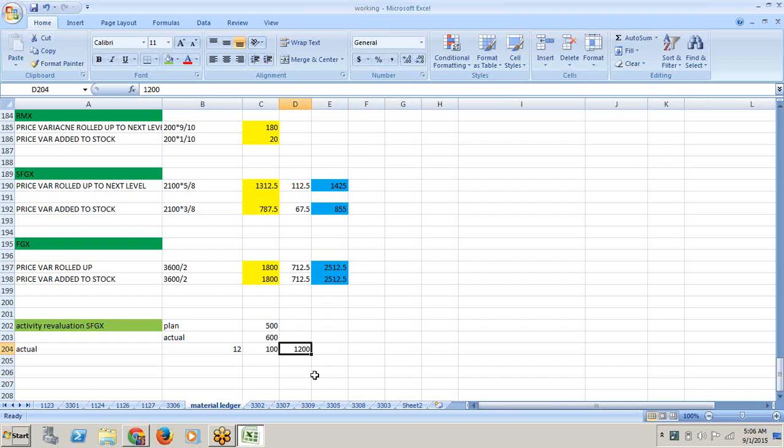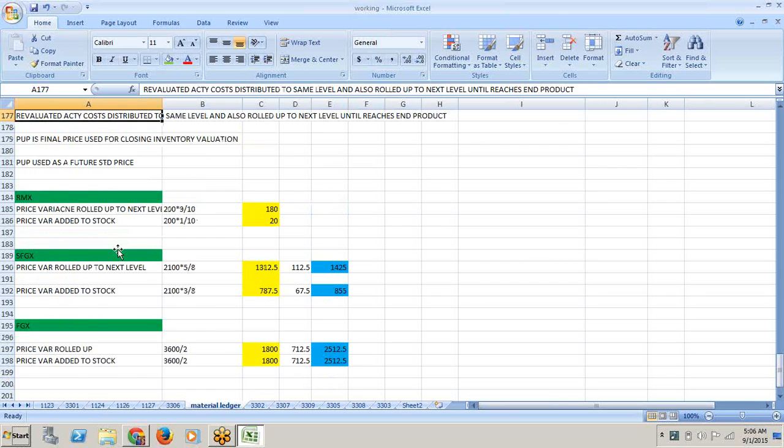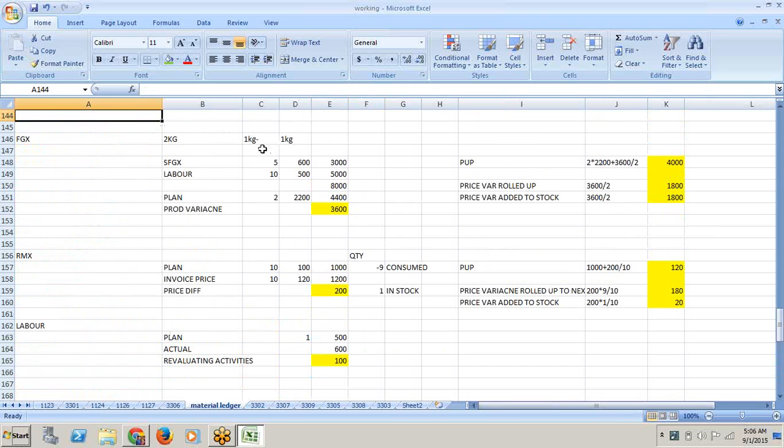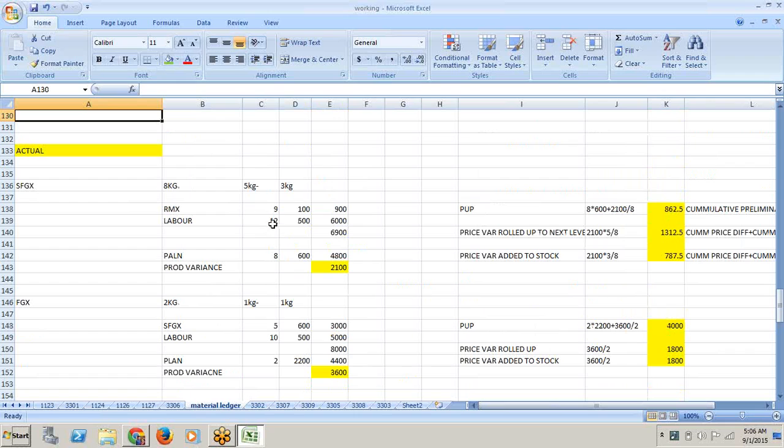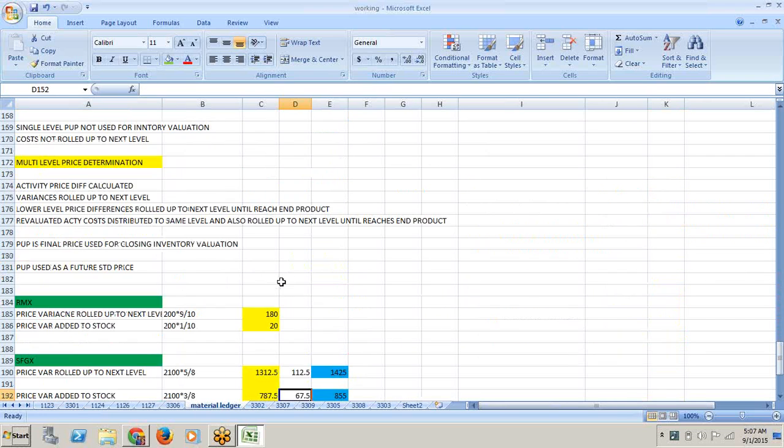The 1200 total price difference is there because in SFGX, when it comes to actuals, we are consuming 12 labor hours, 12 into 100 rupees, 1200. Out of this semi-finished product, we are consuming 5 kgs and keeping only 3 kgs as stock. The 5 kgs is rolled up to the next level, and the 3 kgs is the closing inventory, which will be added to the stock value.